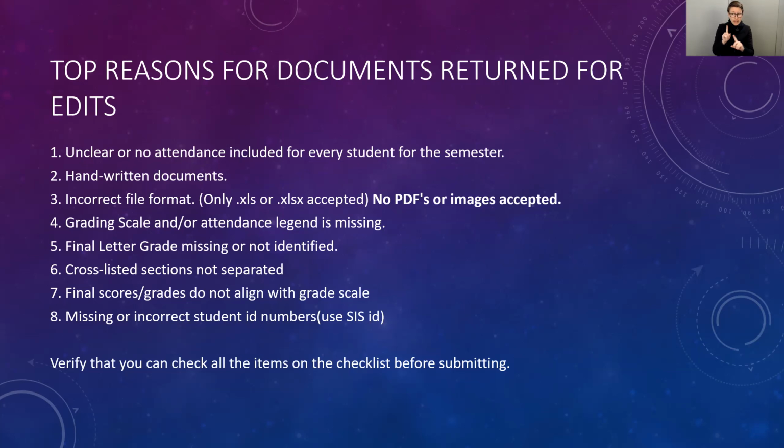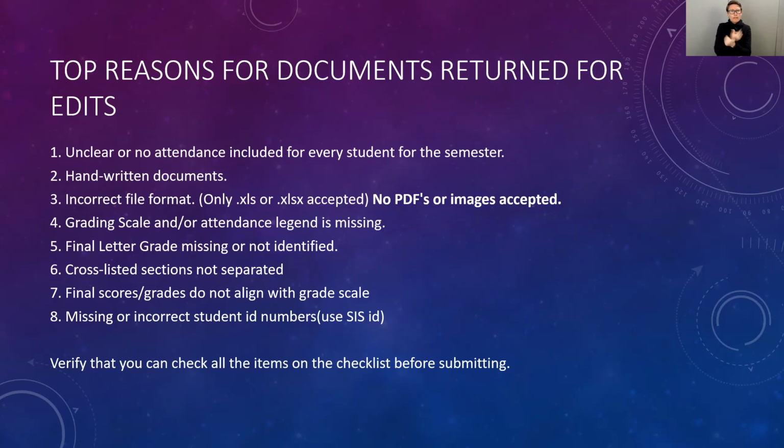Sometimes there are discrepancies on the grades and we need to make sure that everything matches. Also, final letter grades missing or not identified. Cross-listed sections that aren't separated, we do get those quite a bit. Final scores or grades do not align with the grade scale. What that means is they don't match. Like, say 800 is a B, but the student has an A, or they have 400 points and they have an A, but it says in the grade scale that it's a D. So we need to make sure that everything is matching.